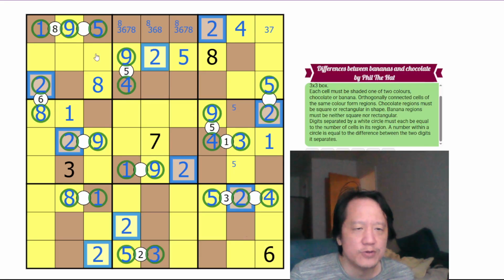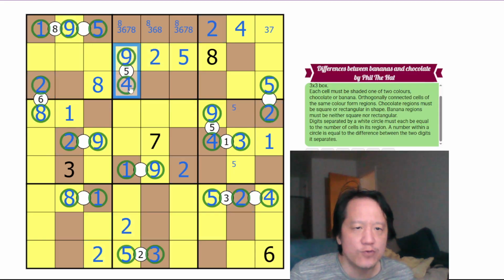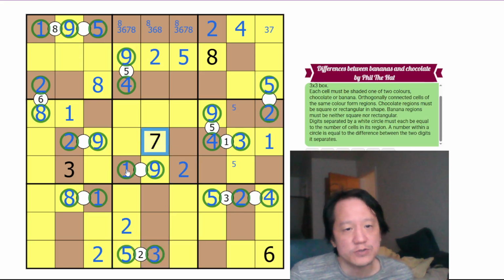Oh, I forgot the numbers. 1 and 9 have a difference of 8. 4 and 9 have a difference of 5. 2 and 8 have a difference of 6. 4 and 9 have a difference of 5. 2 and 5 have a difference of 3. And 3 and 5 have a difference of 2. And the rest is just still normal Sudoku.